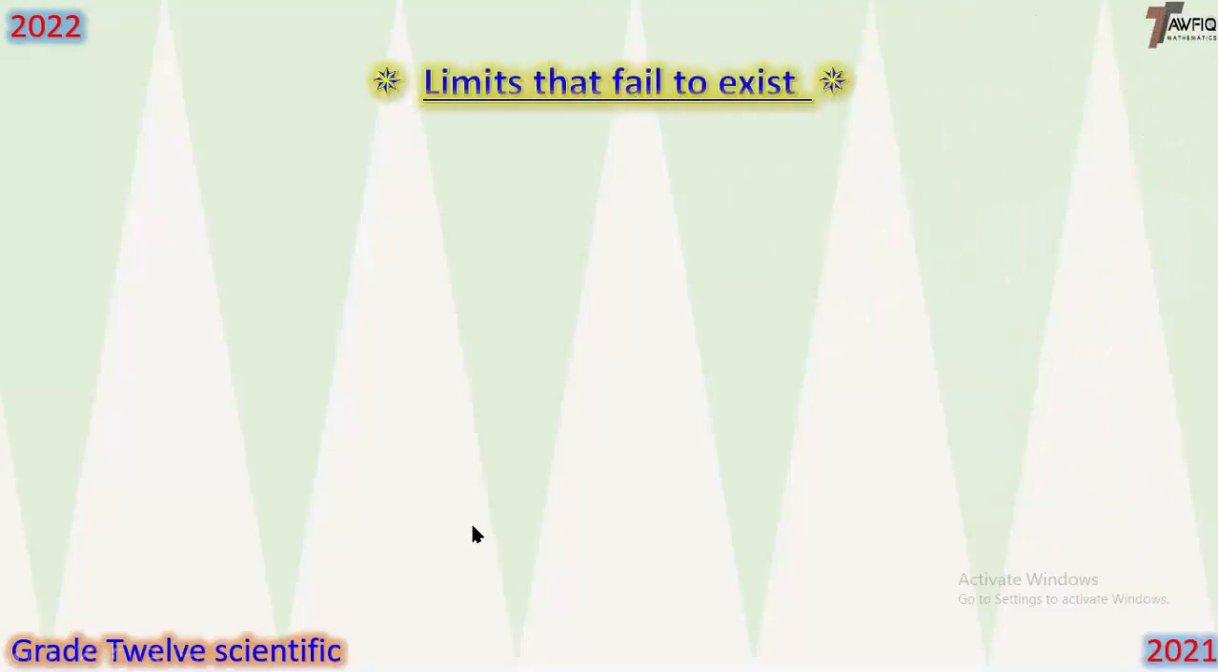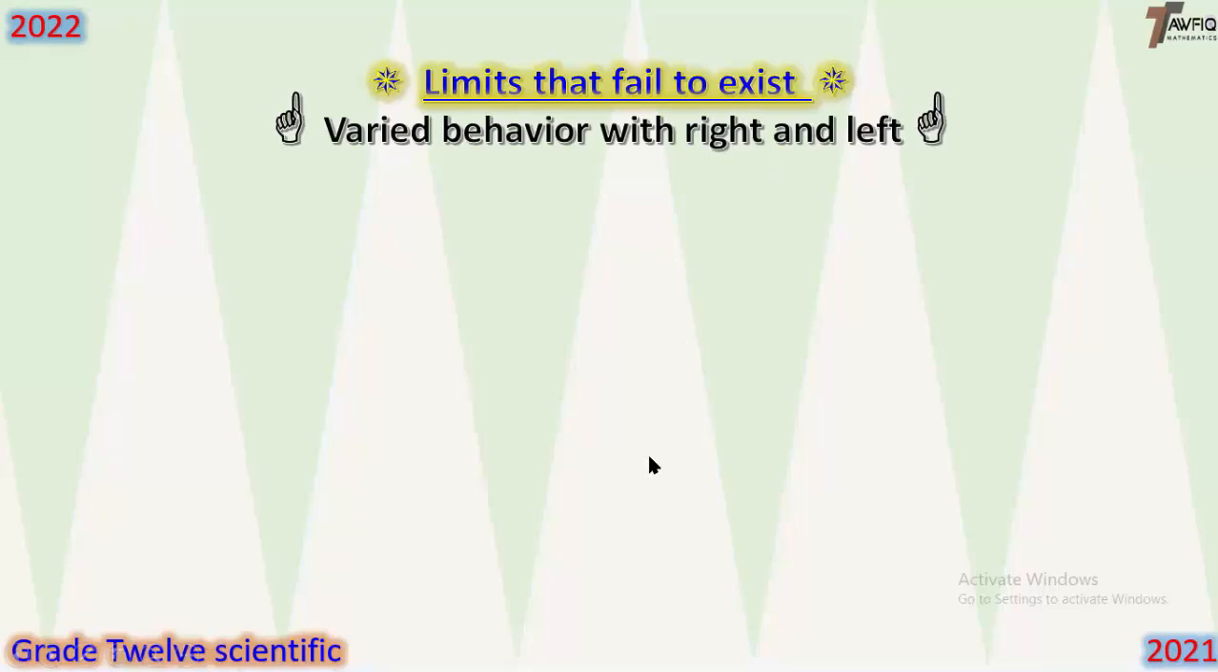Limits that fail to exist. This happens when we have a rational function. After we replace the value of x in this function, we will get a number over 0, which is not defined. And we have 3 behaviors in this case. The first one, varied behavior with right and left.